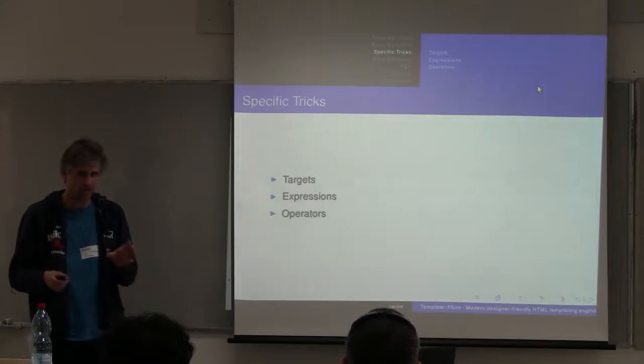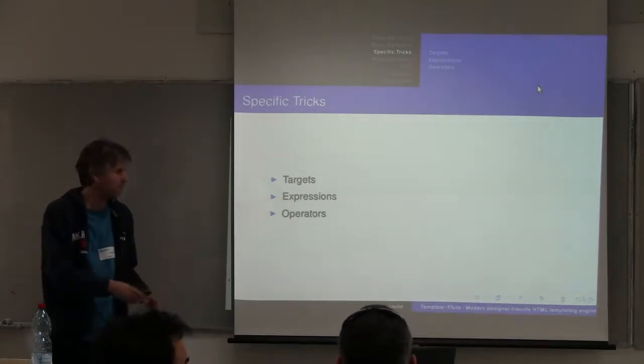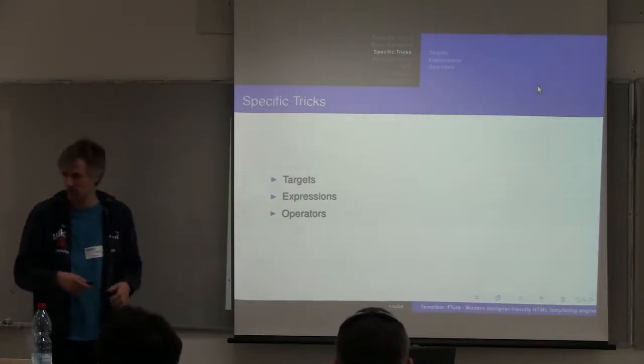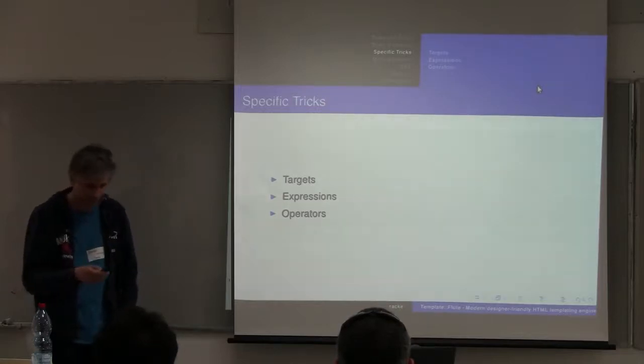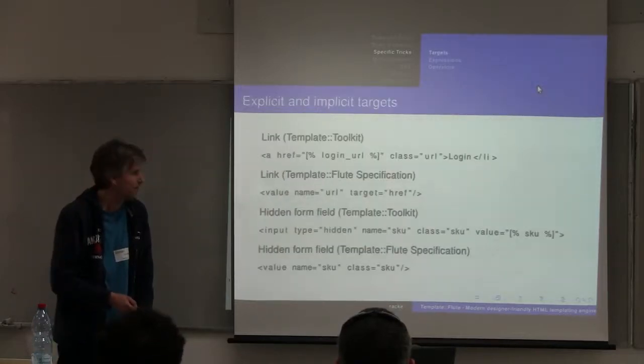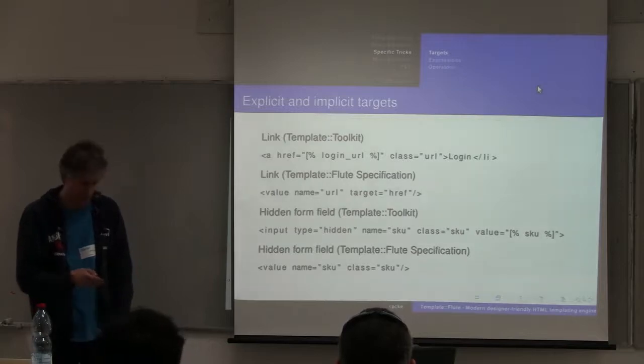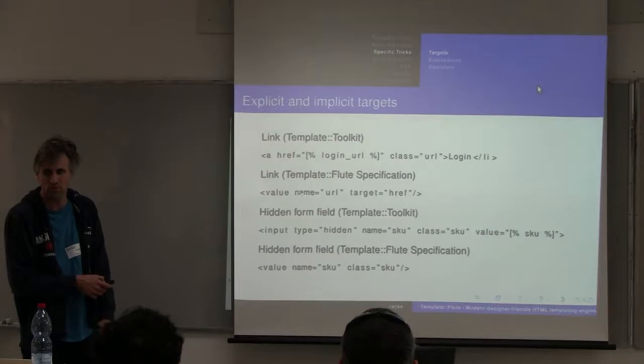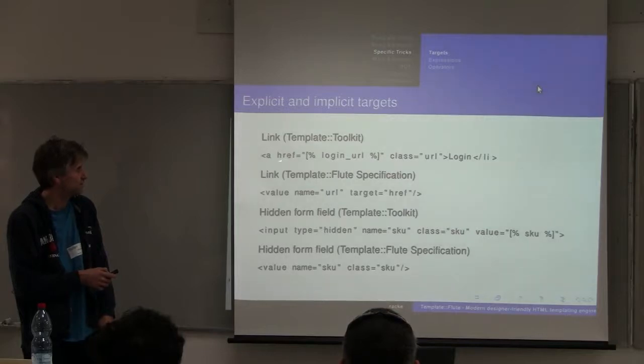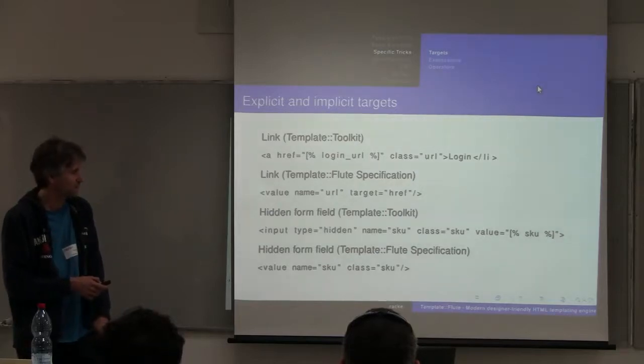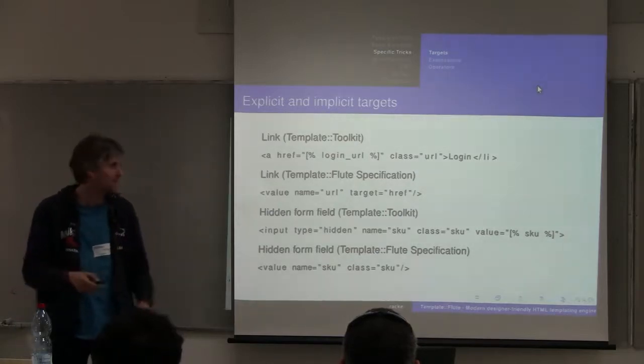The first thing is targets, where you put the thing. Expressions for the containers and operators. So traditionally we say, I want to generate a URL, a link to the site or to the page. So I say it was simply href, and they put for my data the login URL. Apparently that doesn't work with my system.